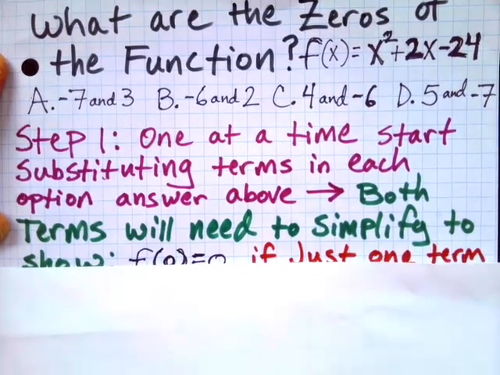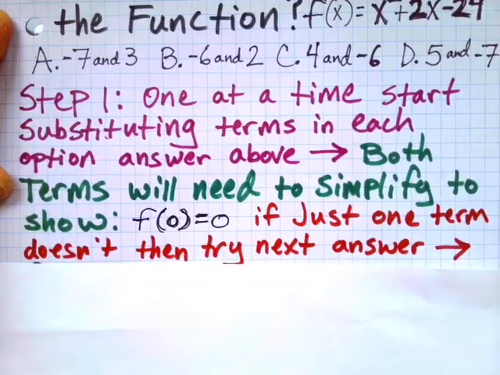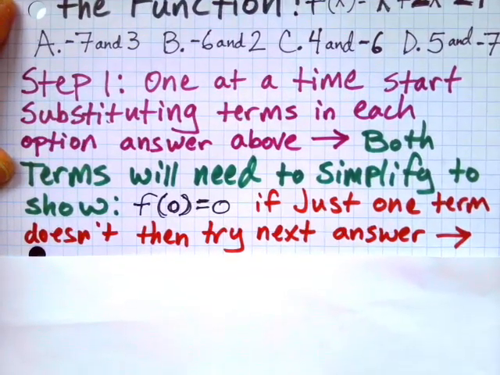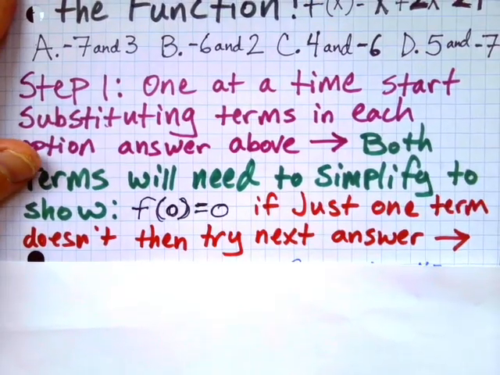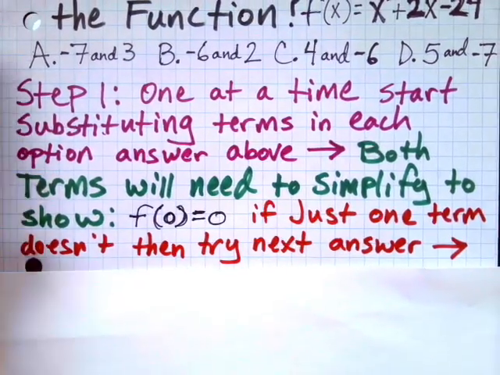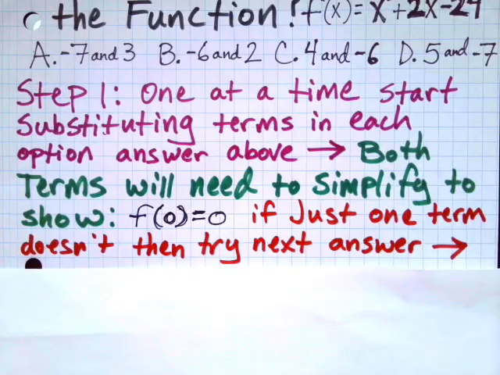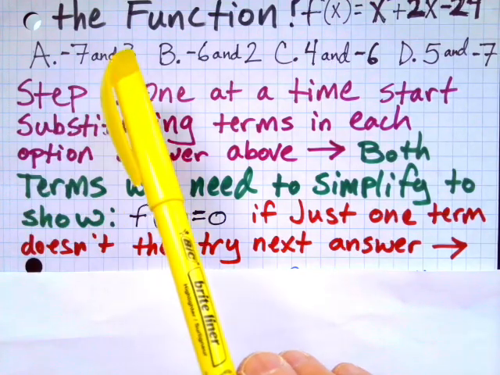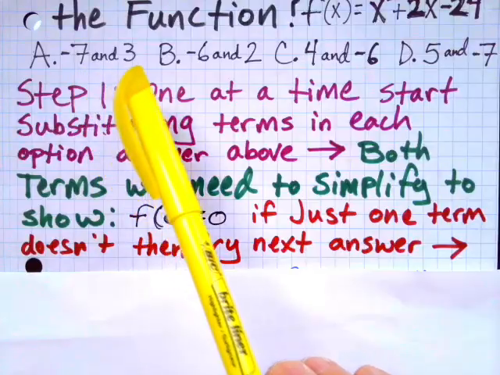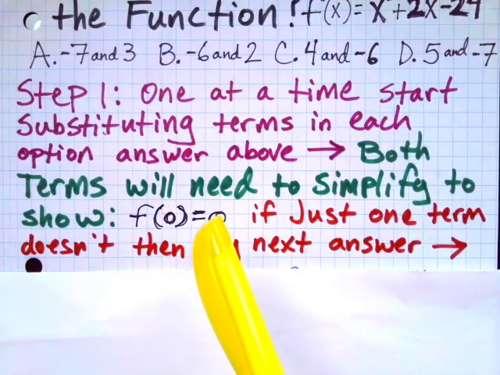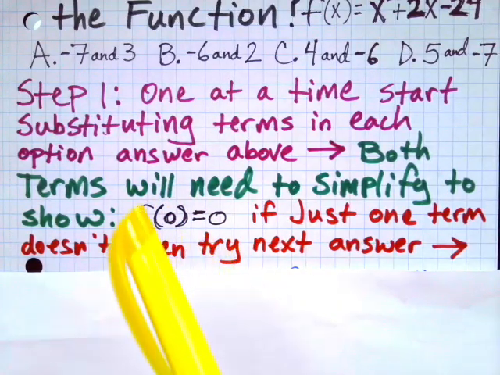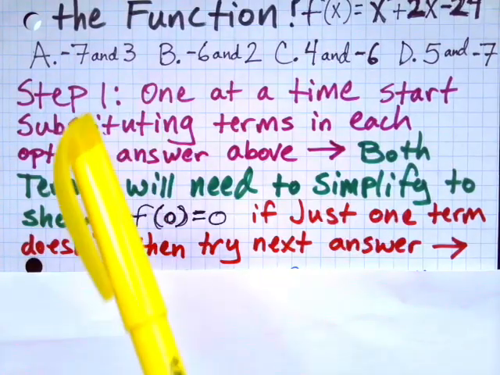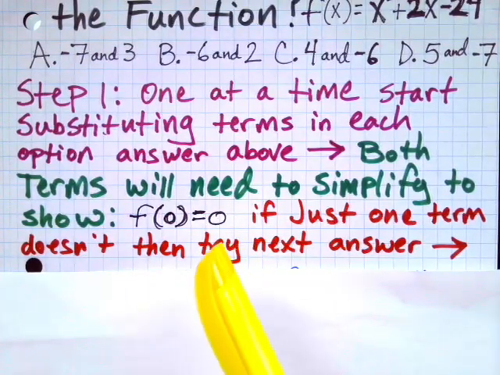If just one of the terms doesn't work, then you stop. Don't waste your time. This is a timed exam. You want to go to the next option. For example, if one of the terms in A, -7, doesn't work and it's not going to give me f of x equals 0 when I simplify, then you can stop. A is not a possible option.